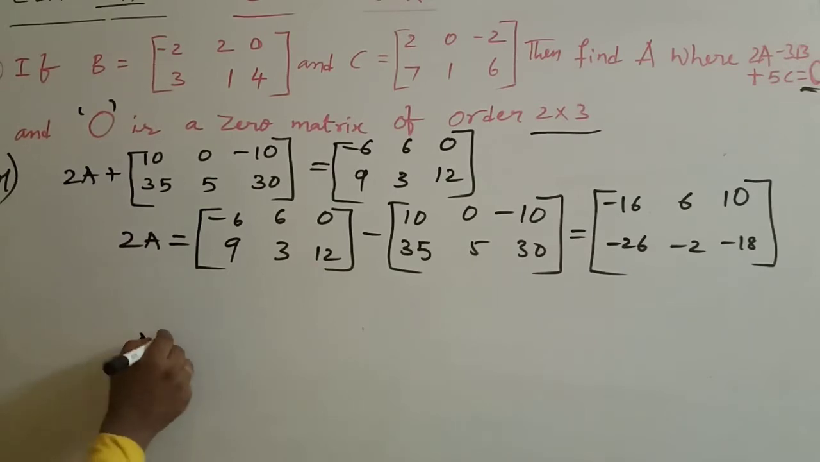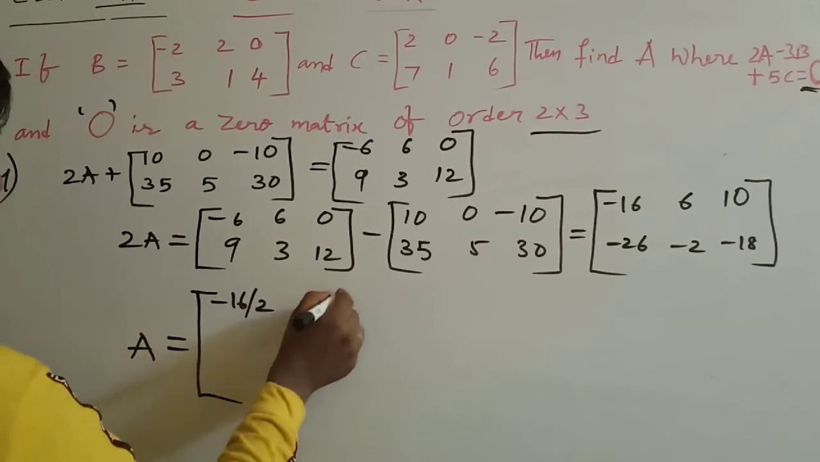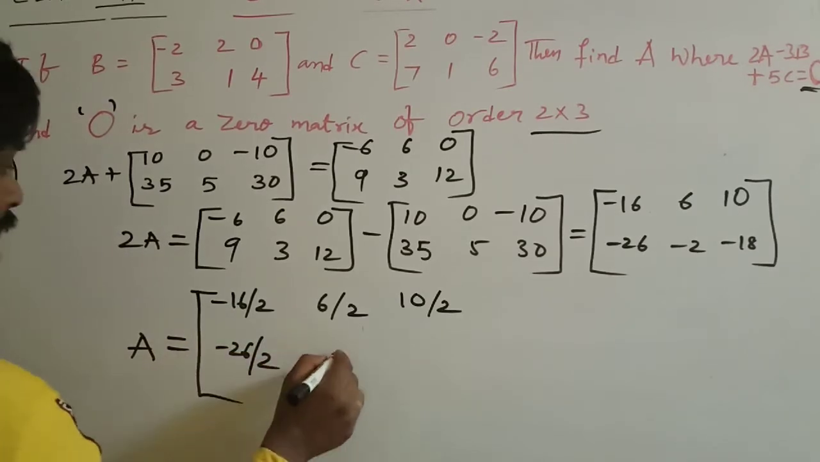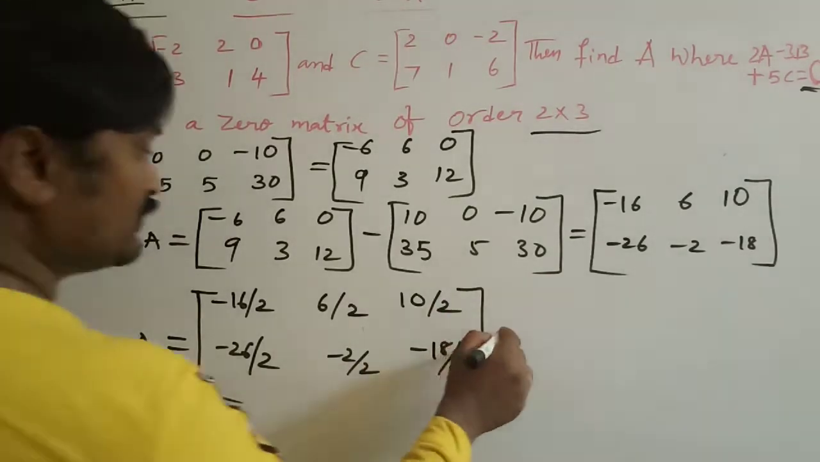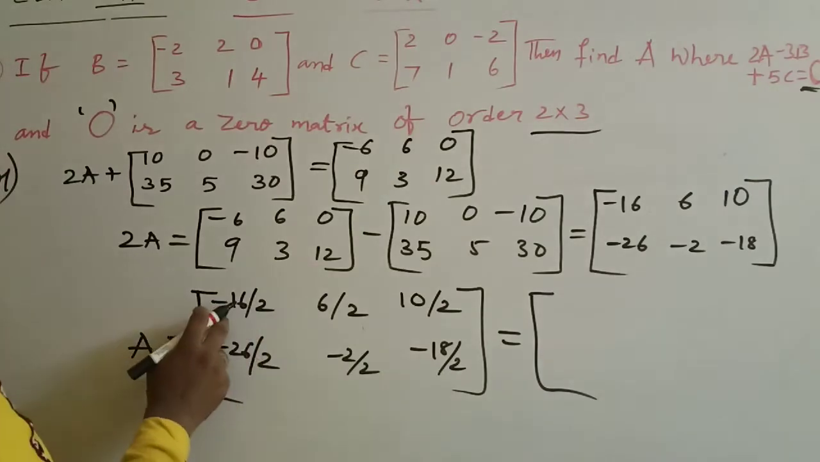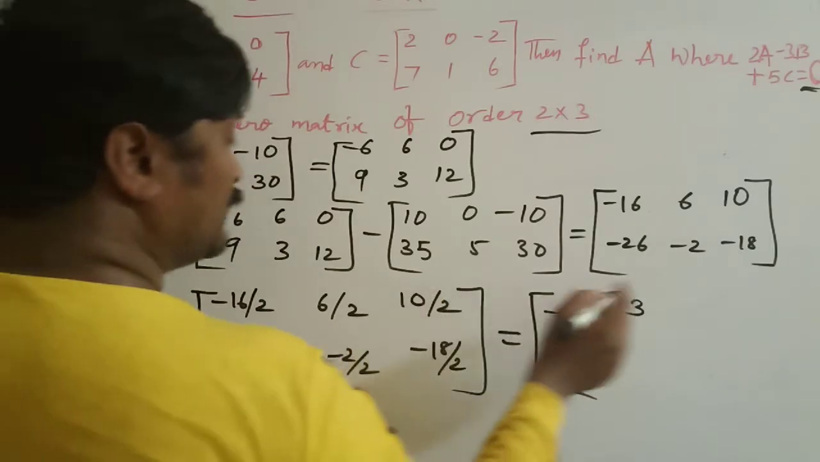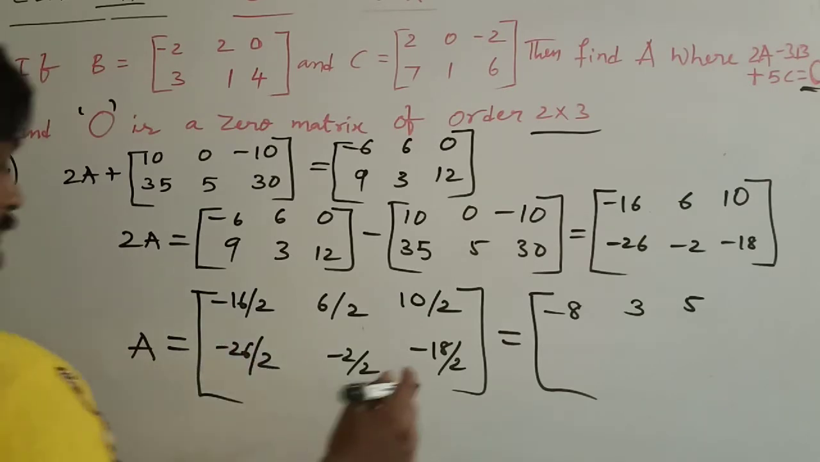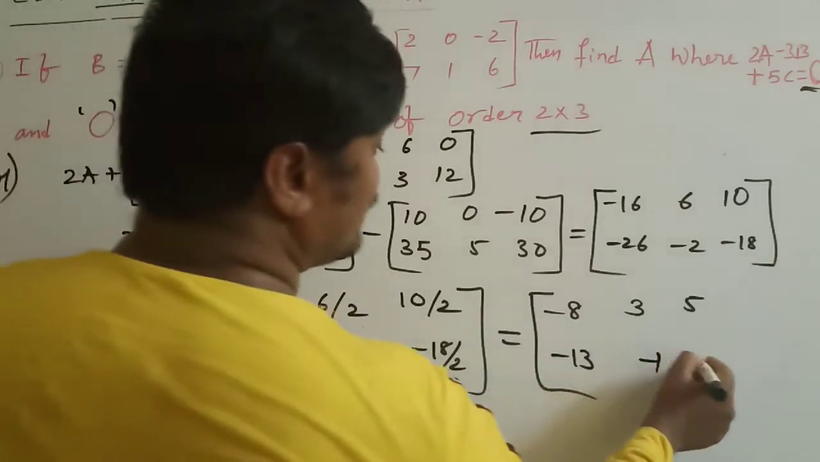So directly divide each element by 2. I'll write here minus 16 upon 2, 6 upon 2, 10 upon 2, minus 26 upon 2, minus 2 upon 2, minus 18 upon 2. Then when you divide by 2, what answer do you get? Two 8s are 16, so that is minus 8. Two 3s are 6, and 10 upon 2 is nothing but 5. Then here, two 13s are 26, so that is minus 13, and then you get minus 1, then you get minus 9.